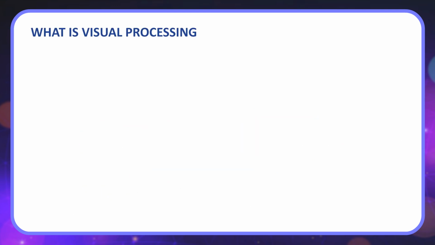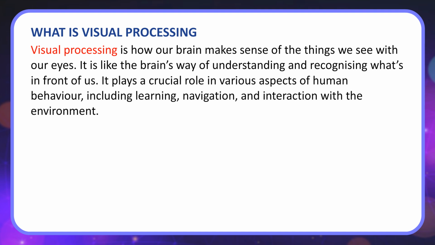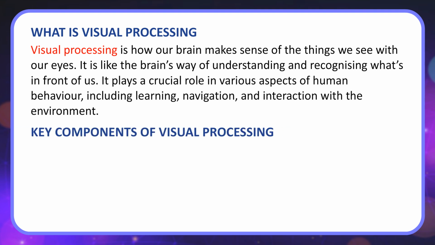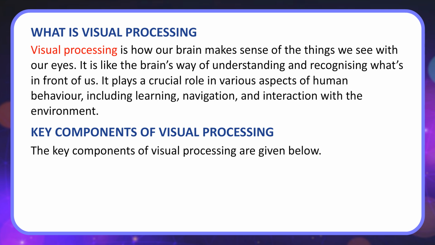What is visual processing? Visual processing is how our brain makes sense of the things we see with our eyes. It is like the brain's way of understanding and recognizing what's in front of us. It plays a crucial role in various aspects of human behavior, including learning, navigation, and interaction with the environment. Key components of visual processing. The key components of visual processing are given below.